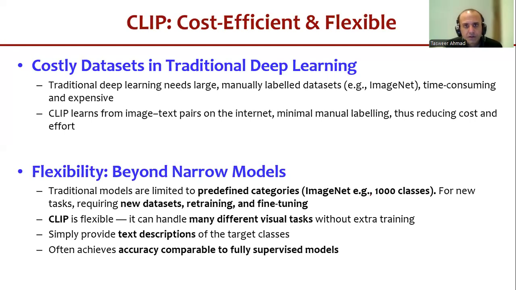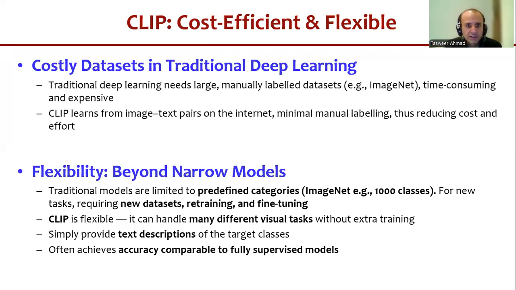Mapping or cosine similarity is the underlying principle for CLIP modeling. So CLIP is cost efficient and flexible. In what sense? It is costly to build a dataset in deep learning because it requires a lot of manually labeled data. It's time consuming and expensive. CLIP learns from text-image pairs that are readily available on the internet and requires minimal labeling, thus reducing the cost and the effort.